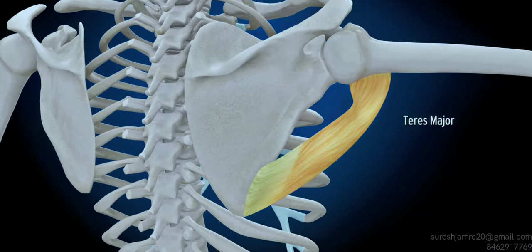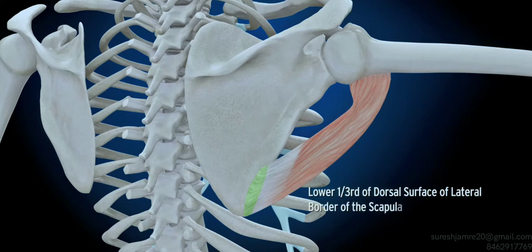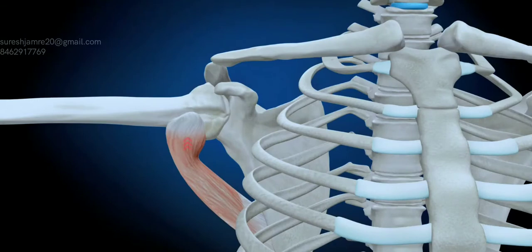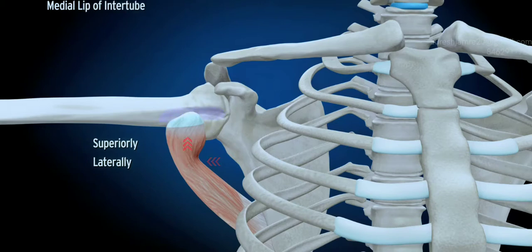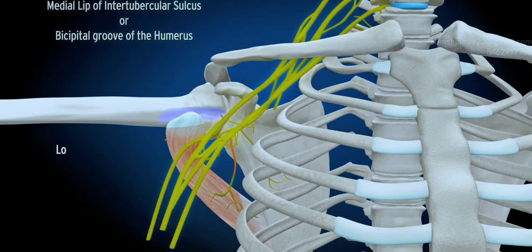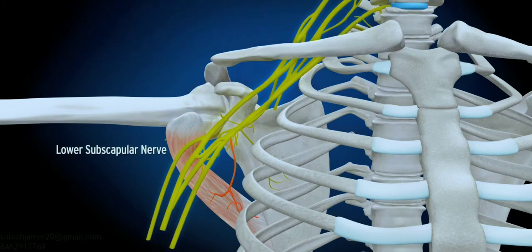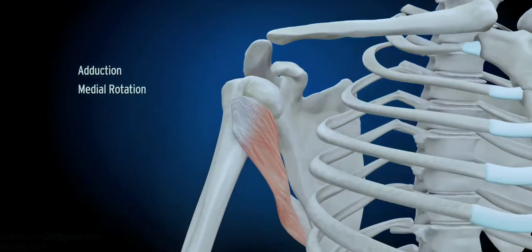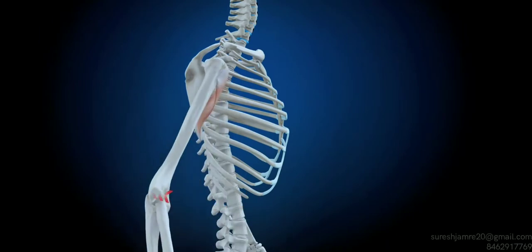Teres major. Origin: lower one-third of the dorsal surface of the lateral border of the scapula and partly from the dorsal surface of the inferior angle of the scapula. Insertion: fibers run superiorly and laterally to insert onto the medial lip of the intertubercular sulcus or bicipital groove of the humerus. Nerve supply: lower subscapular nerve, which has a root value of C5, C6. Actions: adduction and medial rotation of the arm. Also assists in arm extension.